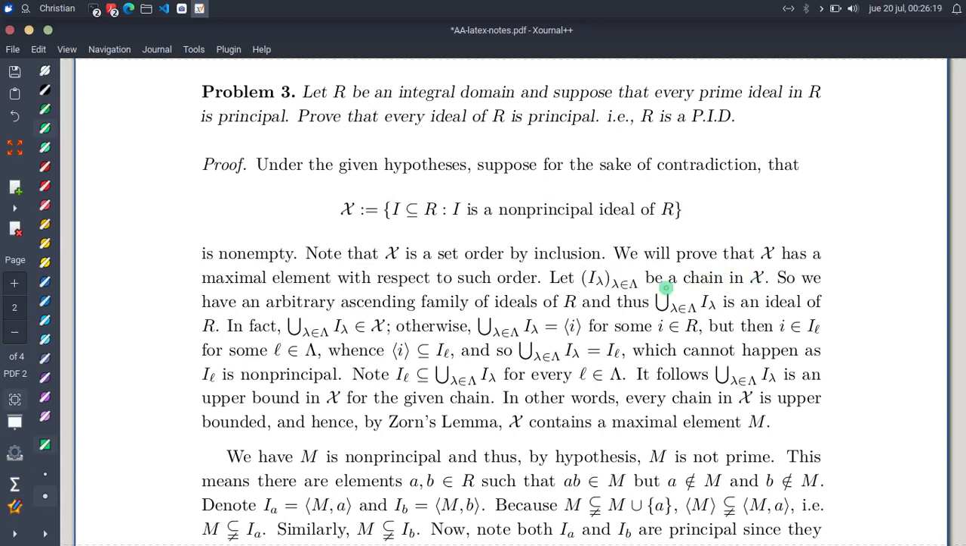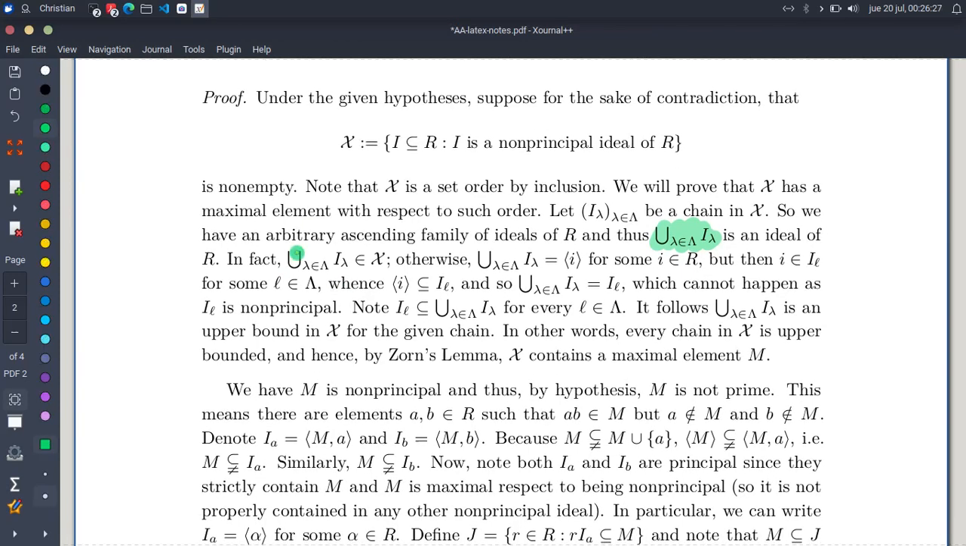So we have that this union is an ideal of R because we have an ascending family, it is a chain. In fact, let's see that this union is an element of X, that is, it is non-principal. And the proof is easy. If it were principal, then it would be generated by a single element, let's say i in R. But by the definition of union, because this element i generates the whole union, it will be in particular in some I_λ, for some λ in the indexing set Λ.